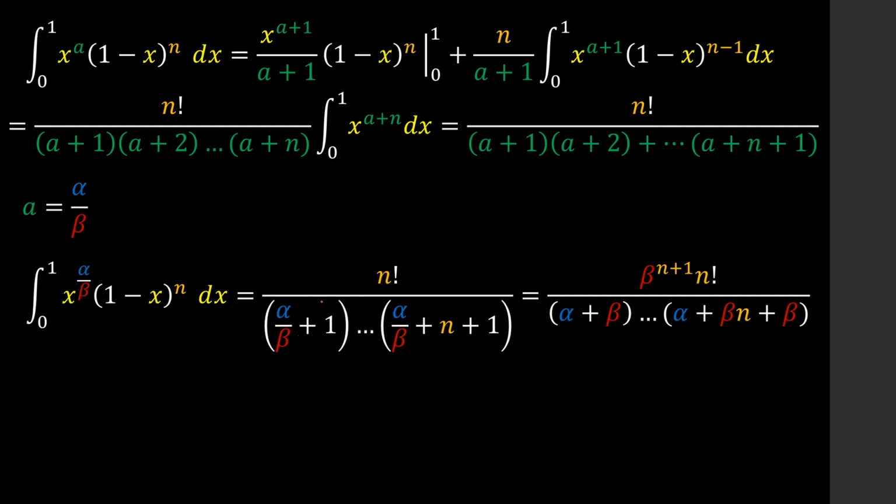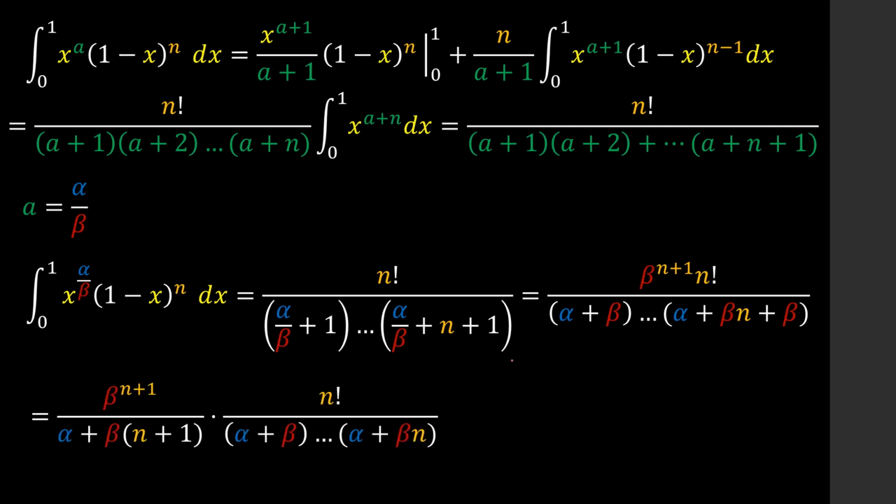And now if I multiply top and bottom by beta, well, actually beta^(n+1), because we've got n plus 1 terms down here, so I can distribute 1 beta per parentheses, so I get alpha over beta becomes just alpha, then the 1 becomes a beta, afterwards we'd have alpha plus 2 beta, and so on. And at the end we get alpha plus beta n plus beta, and at the top we've got beta^(n+1), so this is the same thing. And so now I can just factor out this last one and bring it to another fraction, and I'll rewrite it a little bit as alpha plus beta times (n plus 1) because it just looks neater. And so now we're left with this here multiplied by this kind of simpler product here. Okay.